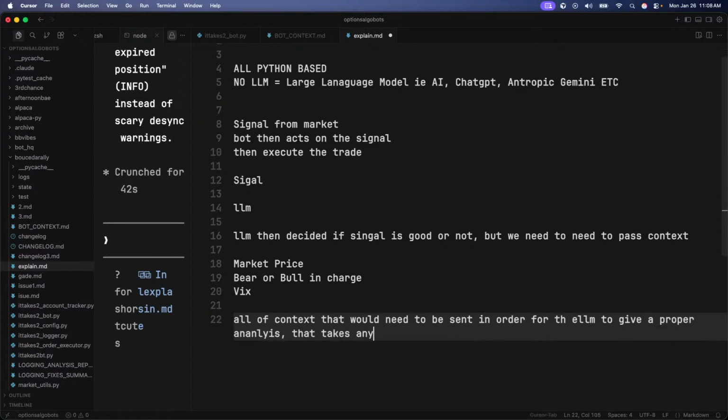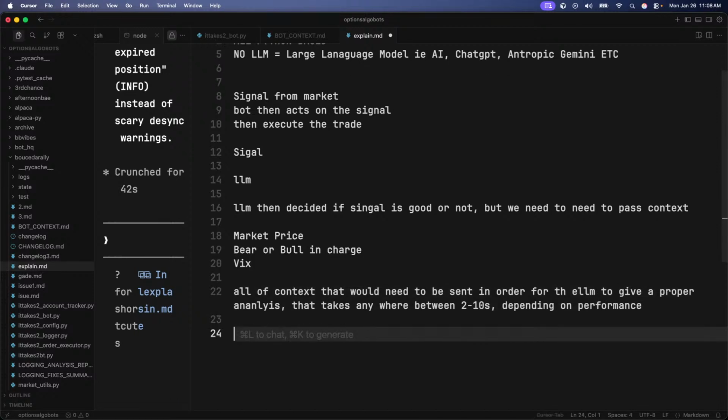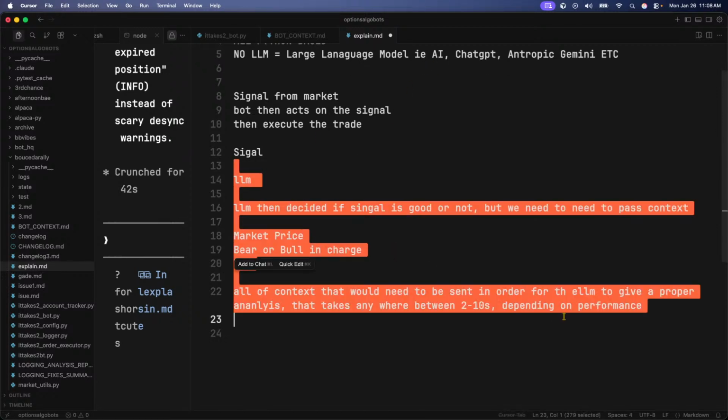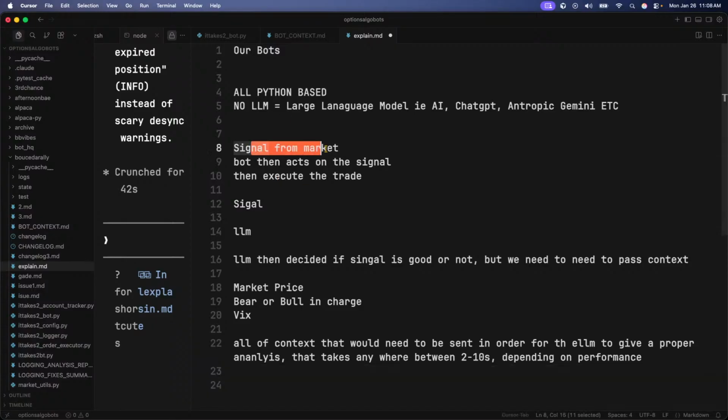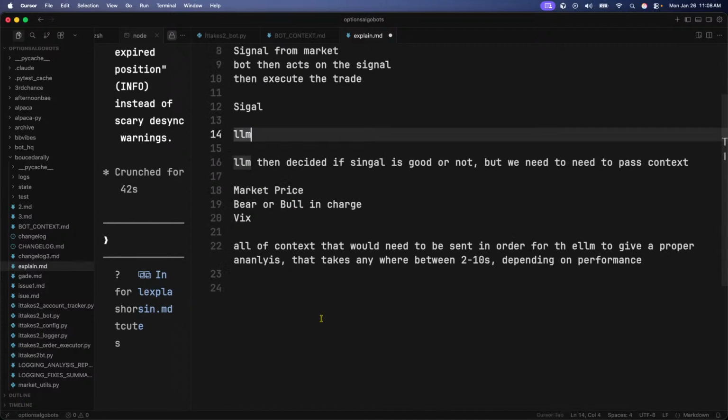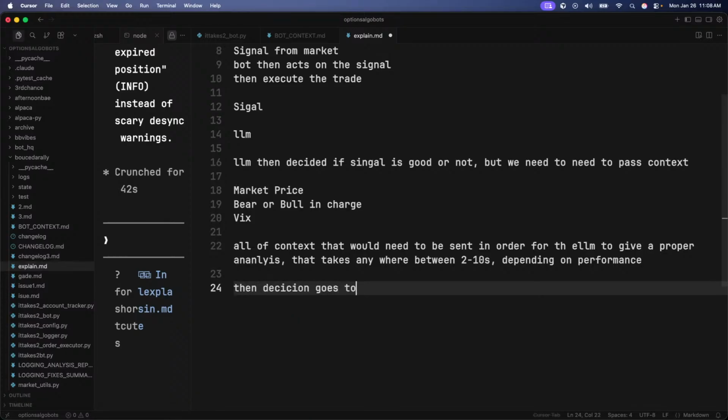That takes anywhere between like 2 to 10 seconds, depending on latency. Or just say performance. Right. So this slows it down, being able to use an LLM. That's why I just like it. The signal comes from the market, it goes to our bots, they react and execute a trade. So 3 steps rather than going from signal, LLM. The LLM then decides, then the decision goes to the bot, then the bot reacts. Way too slow. Way too slow.